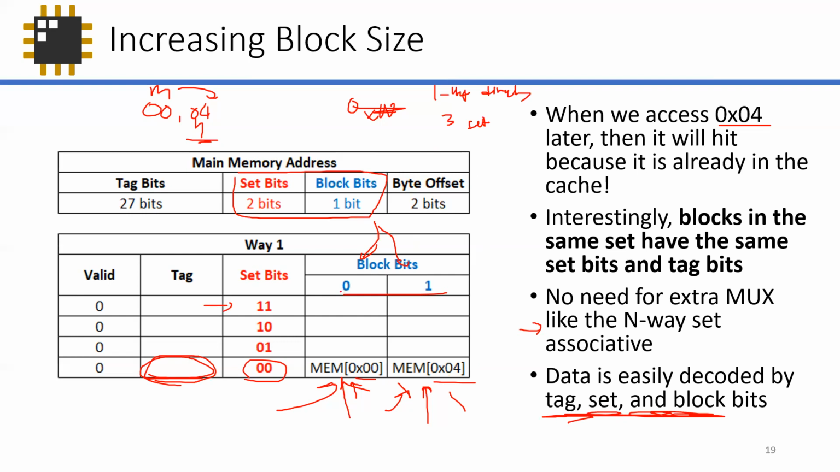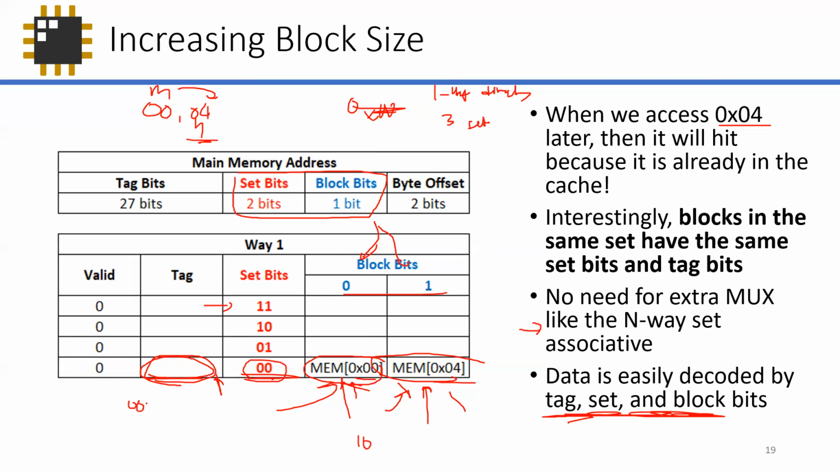The only disadvantage is, let's say, for example, what if I'm going to access not 00 and 04 anymore, but rather something else? What happens if we access memory that has the same set bits? That's the only time we're going to have an issue. Because it's possible that they will have the same set bits, but they have different tag bits. So let's try, for example.